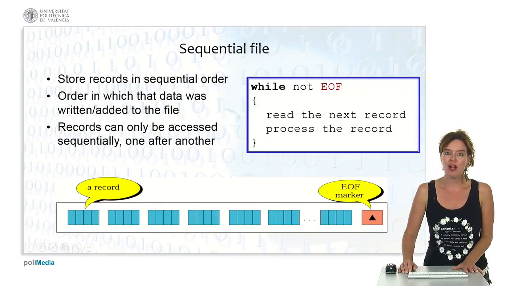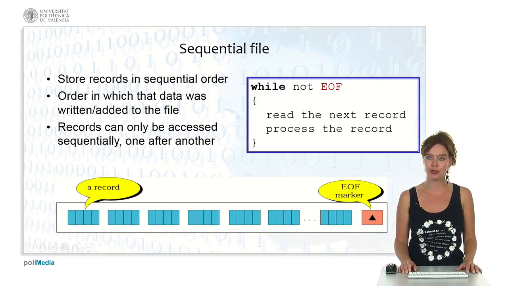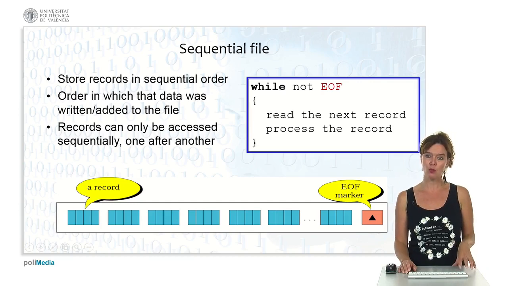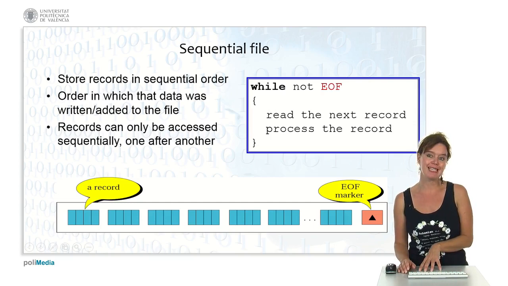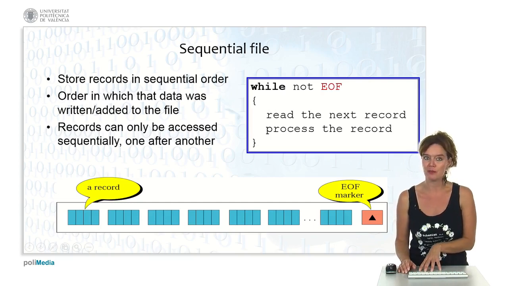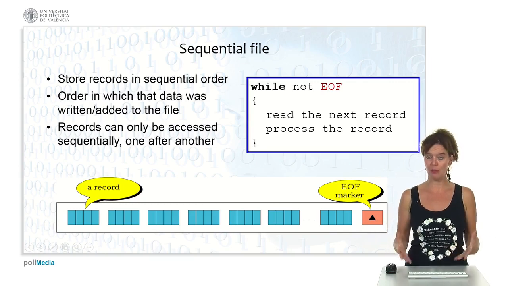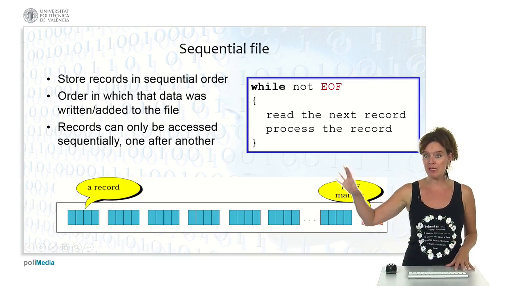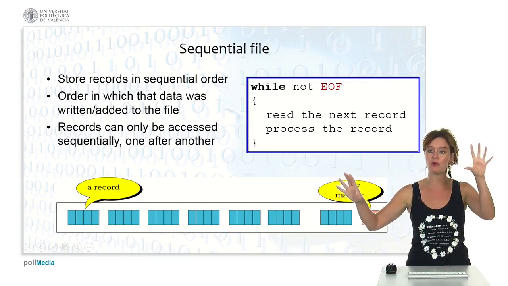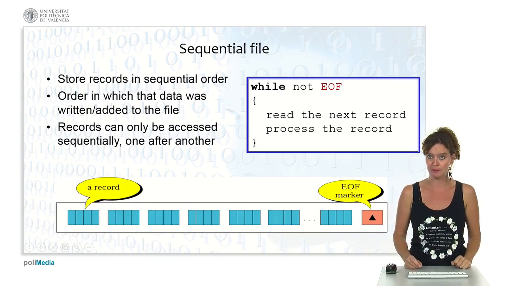Sequential file organization, as the name implies, means that you store the records in sequential order. They are stored one after another in the order in which the data was written or added to the file. Records can only be accessed sequentially, one after the other. So if you want to find a record in the middle of the file, you have to go through all the records that are before that specific record that you're looking for.